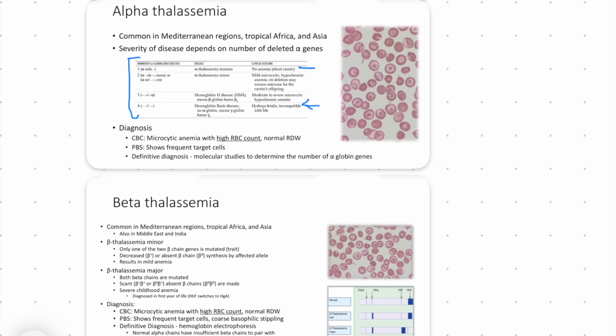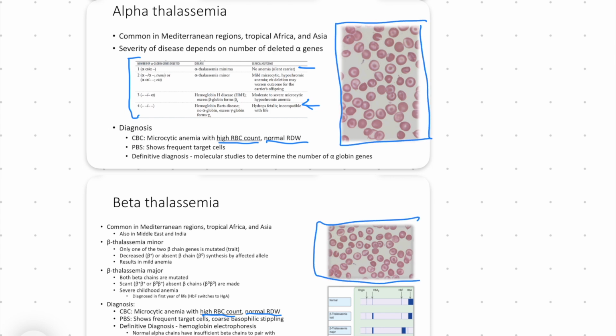Some of the identifying features, and the reason that I'm showing you both alpha and beta together, are because we have some similar identifying features here, right? High red blood cell count for alpha and beta, normal red cell distribution width for both. We also have a lot of target cells. We also saw target cells before, didn't we, on iron deficiency anemia, but those were scattered target cells, and these are significantly more. So things that point us towards thalassemia: high red blood cell count, normal red cell distribution width, a high amount of target cells. So we suspect a thalassemia.